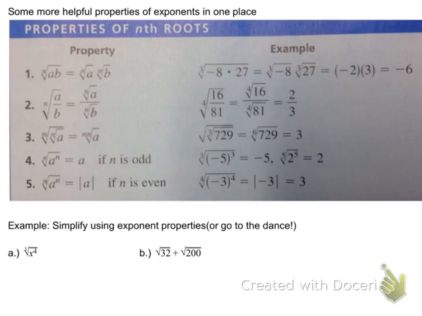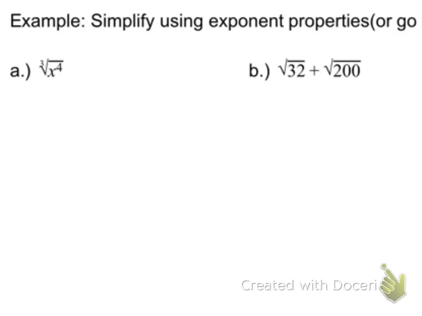So, looking at this, we want to simplify using the exponent properties. I'm going to show you 2 different ways. So I'm going to zoom in. The first way is going to use the actual properties as listed above. The first property that they had on our box said that if I'm multiplying multiple things together, I can separate them, right, to their own root. In this case, I got the cubed root of x to the 4th.